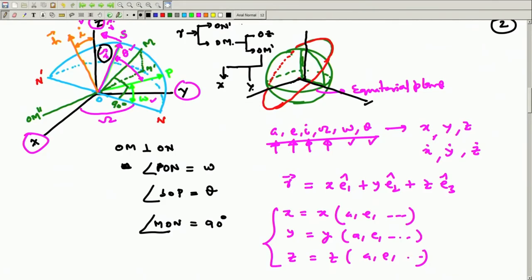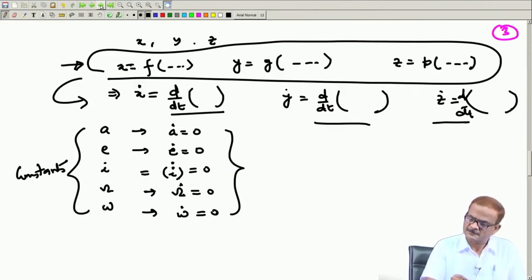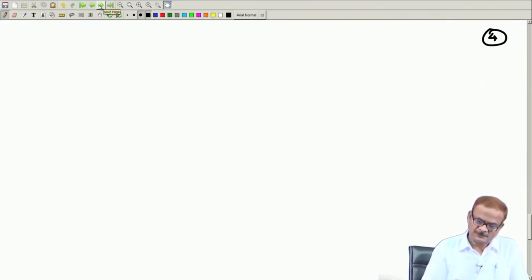Similarly, O n prime, what are we getting here? This will have a component along the x axis and another component along the y axis. So, we will have two components, one along x axis, another along the y axis, because O n prime is lying in the x y plane. So, this is the principle we are going to utilize.